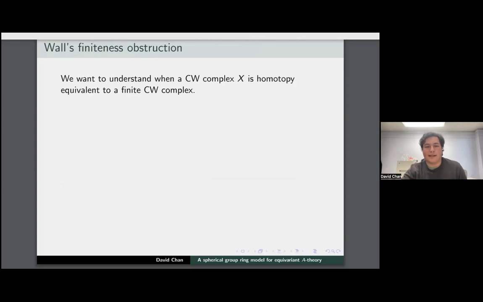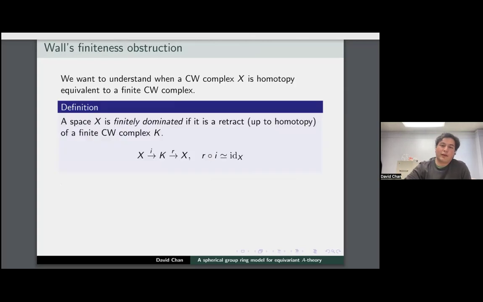So the basic question that sort of motivates Wall's finiteness obstruction is I have a CW complex, and I want to know when it's homotopy equivalent to a finite CW complex. Of course, finite CW complexes are sort of much nicer to work with, and you'd like to know when you have this sort of finiteness condition. So we introduce this definition where a space X is finitely dominated if it's a retract of a finite CW complex. And why do we introduce this?